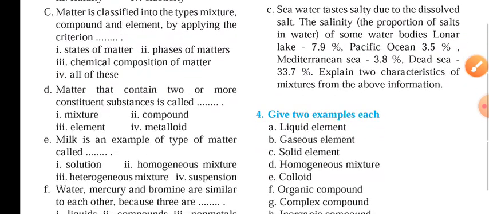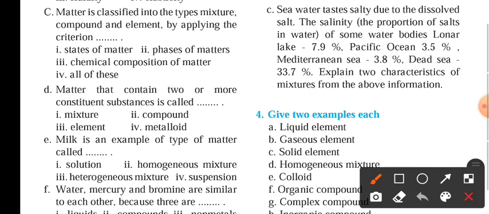Third one, they are asking: matter is classified into the types mixture, compound and element by applying the criterion chemical composition of matter. It is the chemical composition of matter which we consider, and on the basis of that we classify matter into three categories which we call mixture, compound and element. Fourth one, matter that contains two or more constituent substances is called mixture. The answer is mixture because they have not given the composition in which ratio they are, or whether they are chemically combined or just mixed. So the answer for this we will write as mixture.